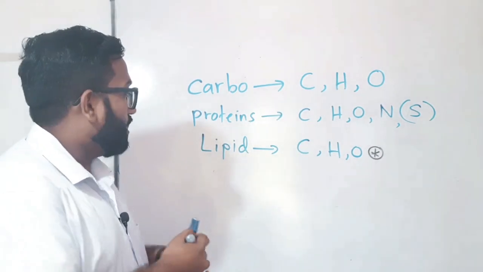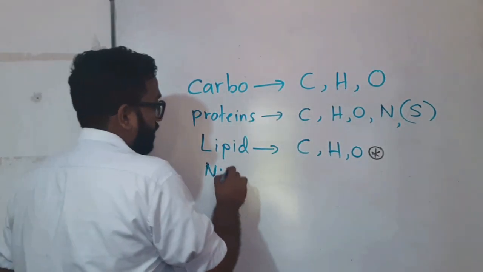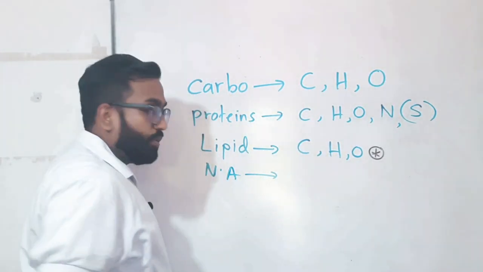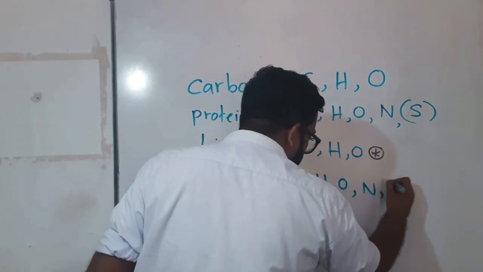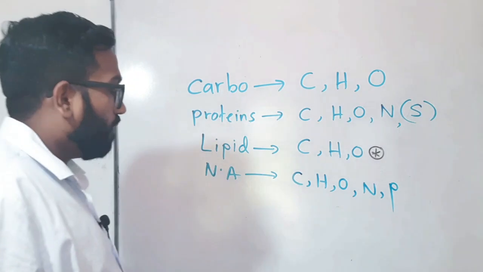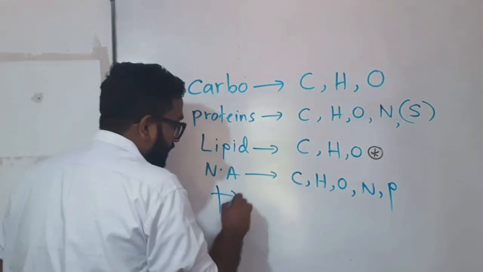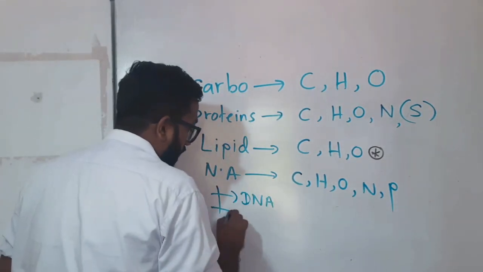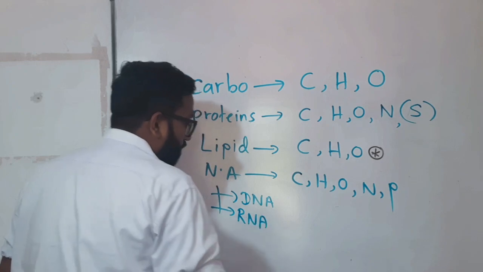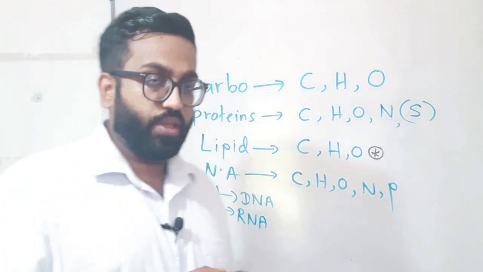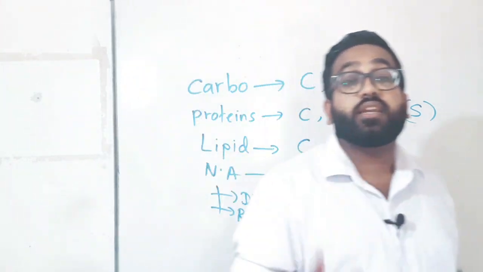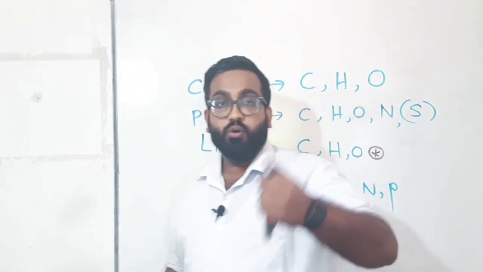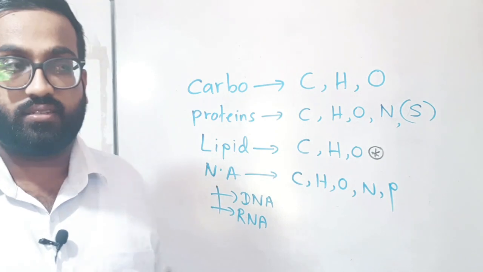Okay, well, next one, nucleic acids. What are the elements? Carbon, hydrogen, oxygen, nitrogen, phosphorus. What are the examples of nucleic acids? DNA and RNA. Do you know where we can identify DNA? Inside our body, our major genetic material is known as DNA, and also in all the other animals and bacteria.